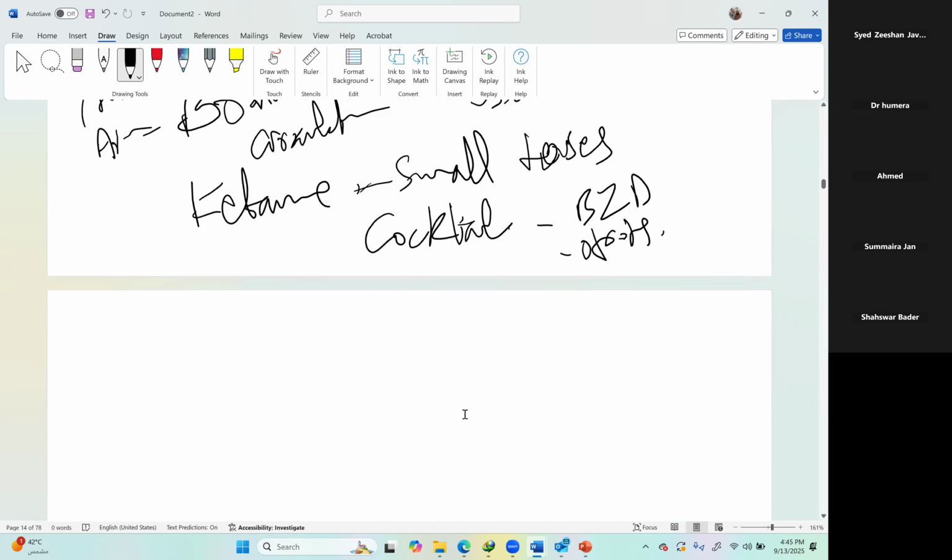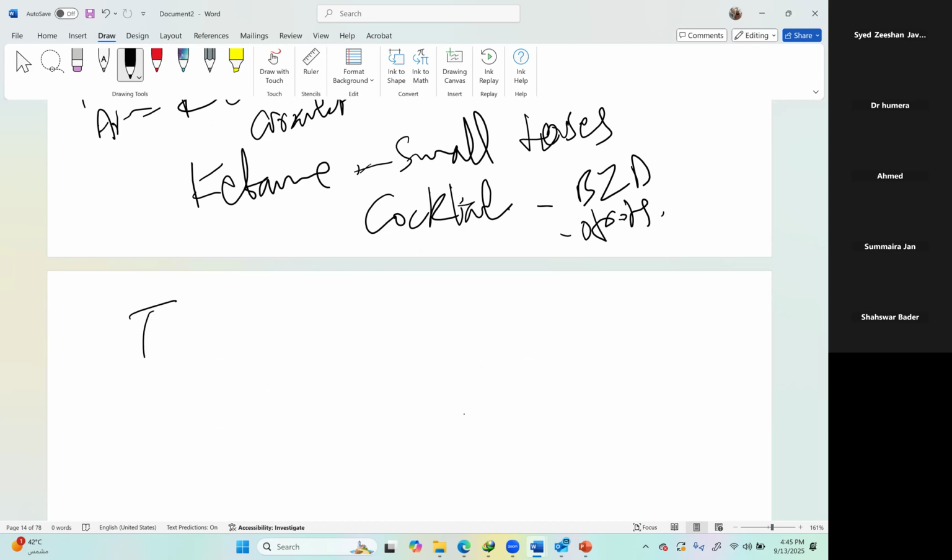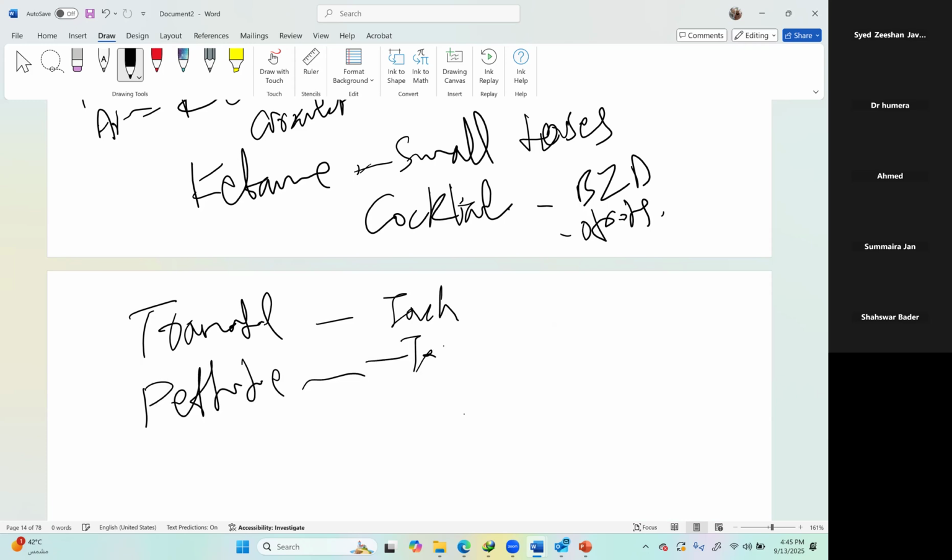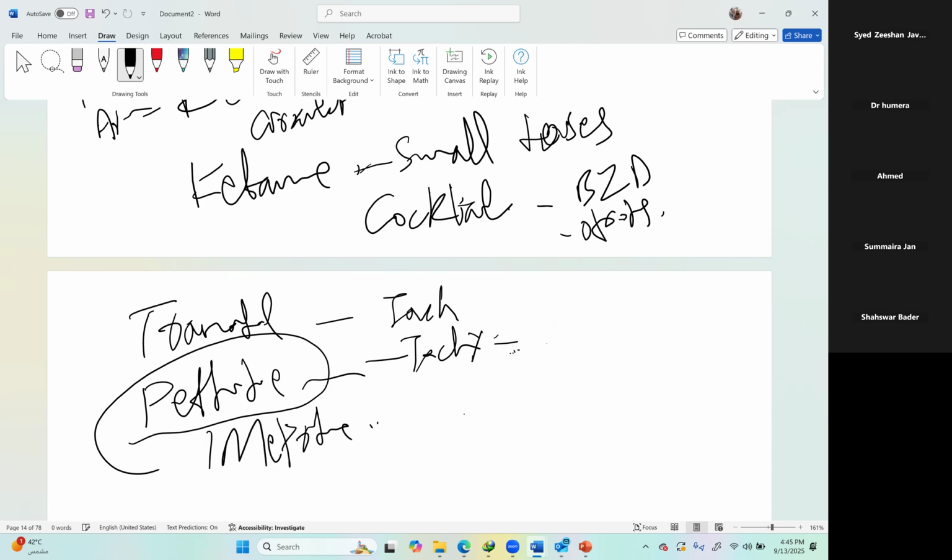And among the opioids, tramadol can cause tachycardia, and pethidine can also cause tachycardia, because it has an anticholinergic effect. And the other name of pethidine is meperidine. So these are the things.